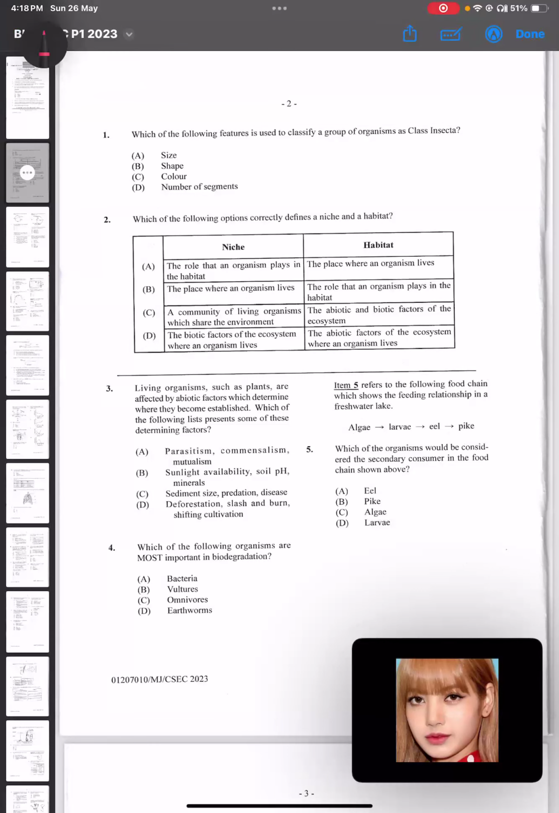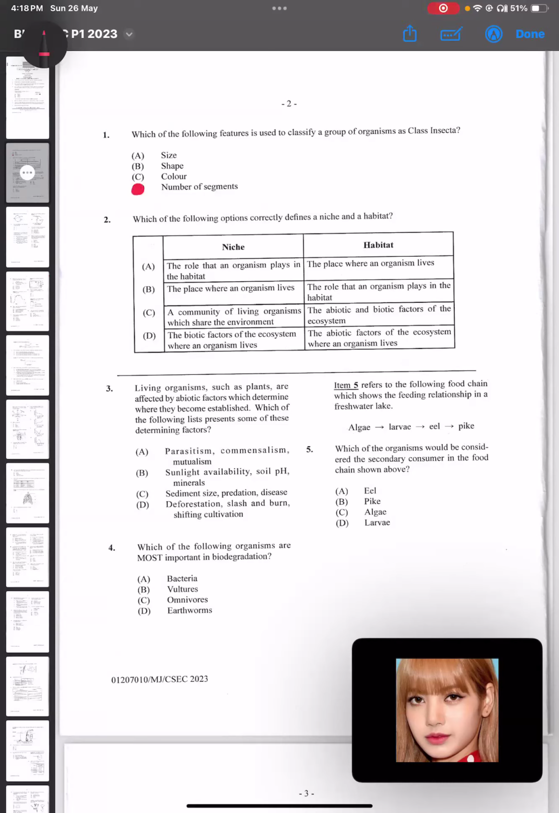So the first question is asking what you can use as a feature to classify the group Insecta, which is all of our insects. And out of the four that are there, the most suitable answer would be D. Anytime it comes down to insects, we are going to be looking at the number of segments. In some cases, depending on what answers are there, the number of legs may also be an option. But in most cases, it will always be the number of segments because they are segmented organisms.